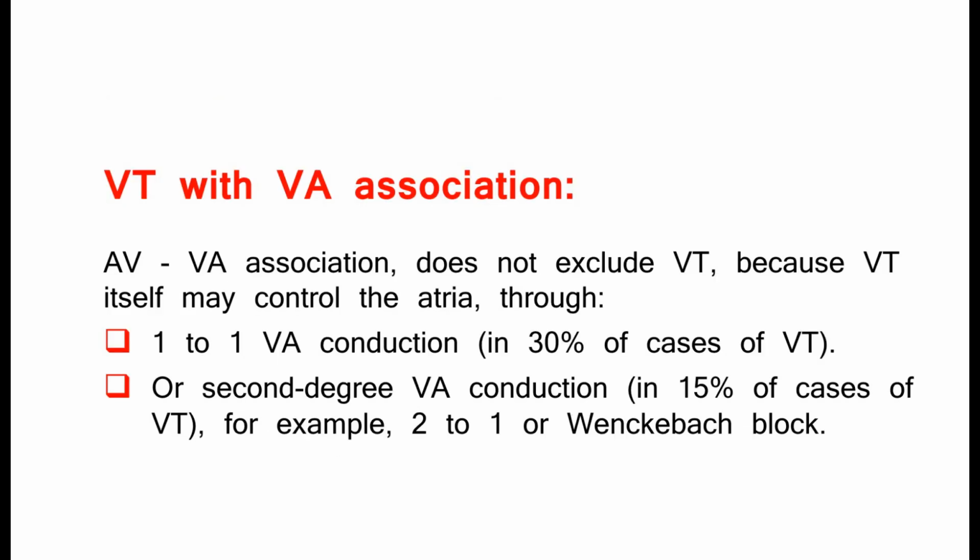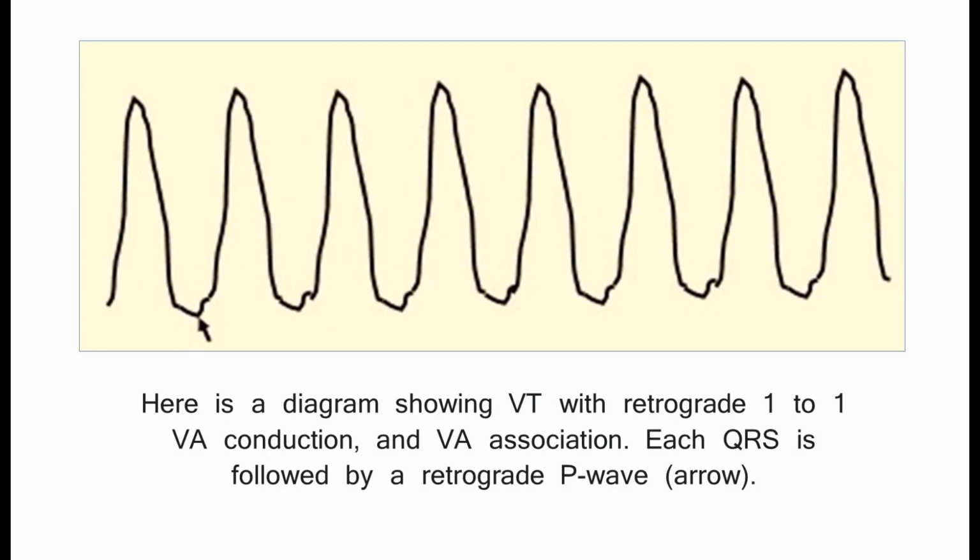VT with VA association. AV, VA association does not exclude VT, because VT itself may control the atria, through 1-to-1 VA conduction, in 30% of cases of VT, or second-degree VA conduction, in 15% of cases of VT, for example, 2-to-1 or Wenckebach block. Here is a diagram showing VT with retrograde 1-to-1 VA conduction, and VA association. Each QRS is followed by a retrograde P wave, arrow.